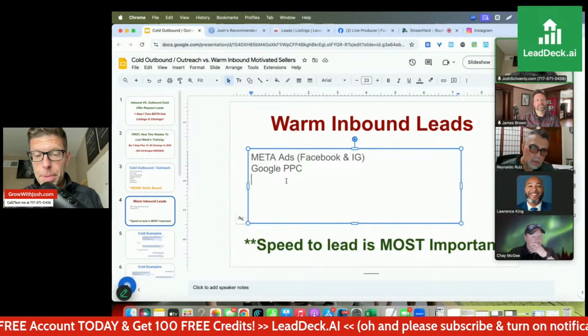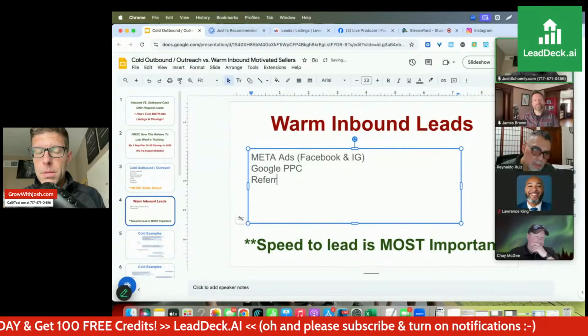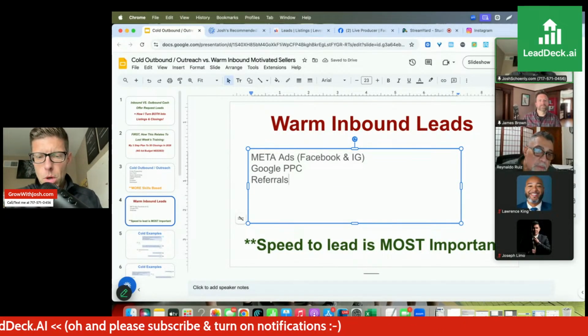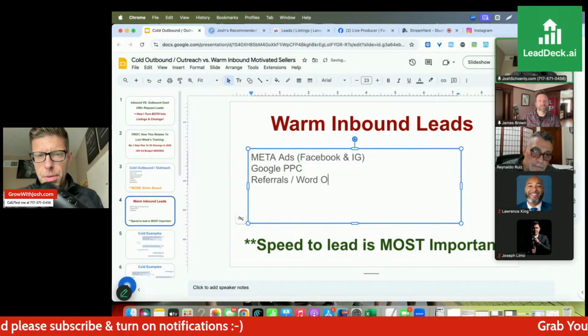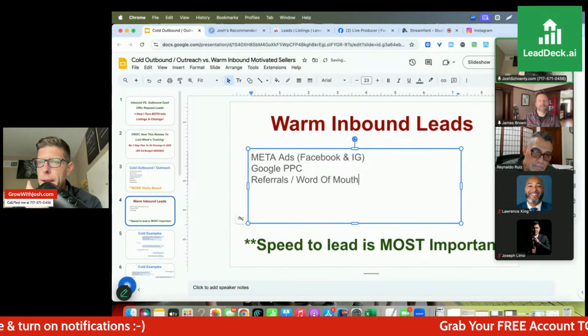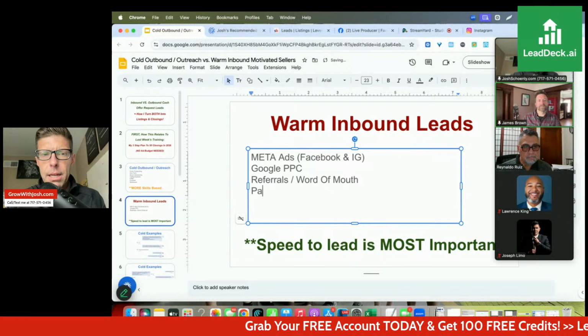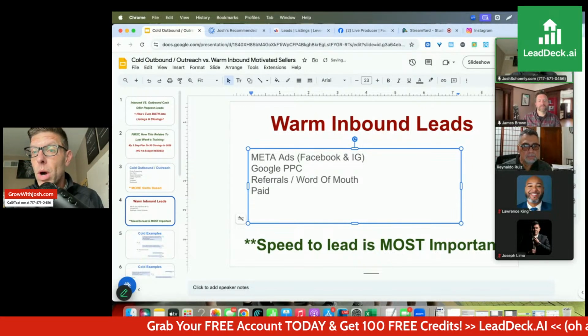Warm inbound would be referrals. Word of mouth. Yep. So referrals, word of mouth. Okay. All right. What else? Paid lead providers. This is a big one for me.